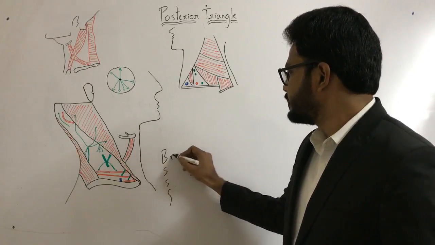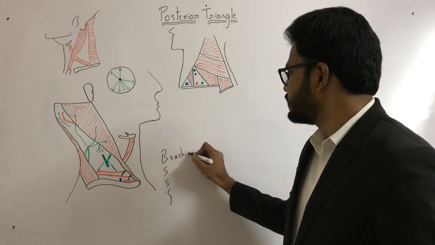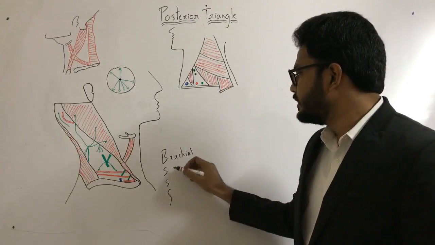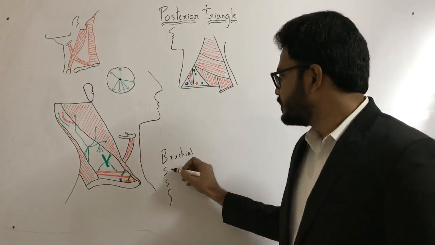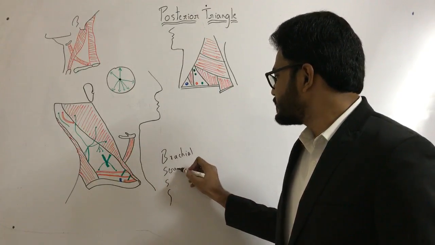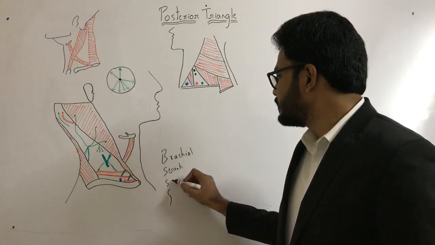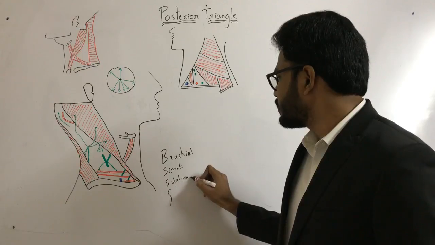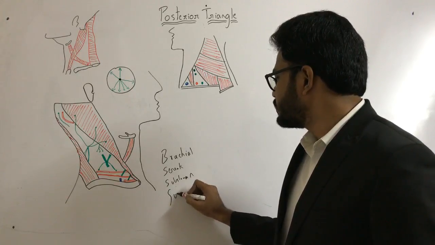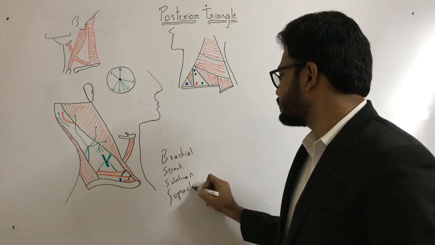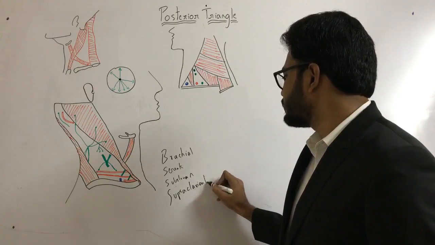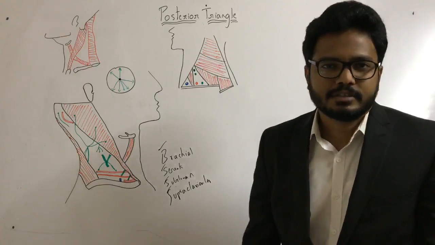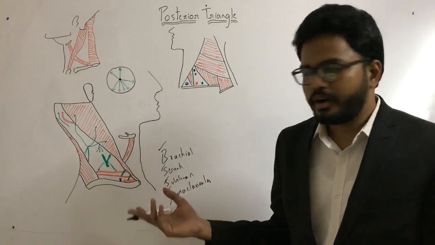So B stands for brachial plexus. All three trunks of the brachial plexus are found in the subclavian triangle. S stands for nerve to serratus muscle, nerve to subclavian muscle, and supraclavicular nerve. So B triple S, subclavian triangle. That's what I could find out.